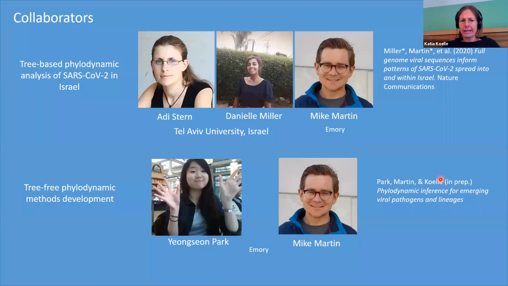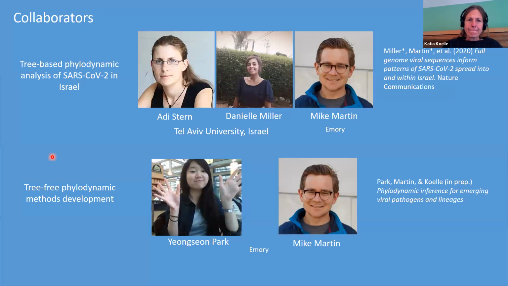Okay, I just want to start off with mentioning collaborators on the projects that I'll talk about today. The phylodynamic inference analysis that I'll talk about briefly is in collaboration with Adi Stern's group at Tel Aviv University, and involves Daniel Miller, who's a graduate student in her lab, as well as Mike Martin, who's a graduate student in my group. And if you have any questions about this work, it's been published a couple of months ago. The second project I'll transition into is on tree-free phylodynamic methods development. That's coming out of my group with Youngsung Park spearheading the effort, and also Mike Martin being involved in that as well.